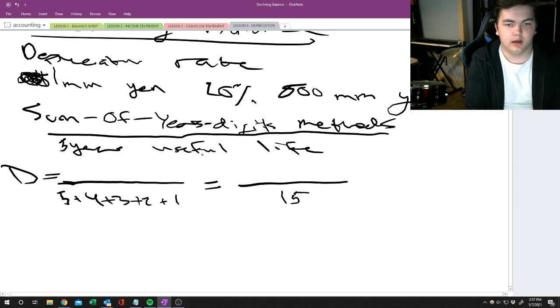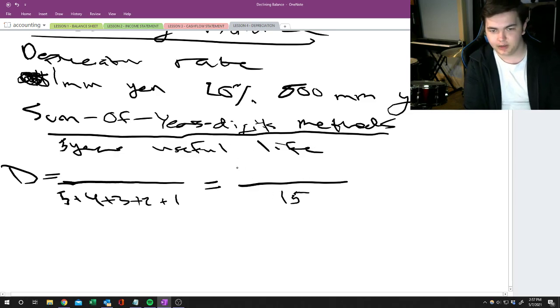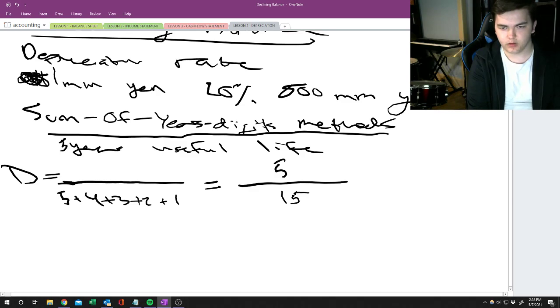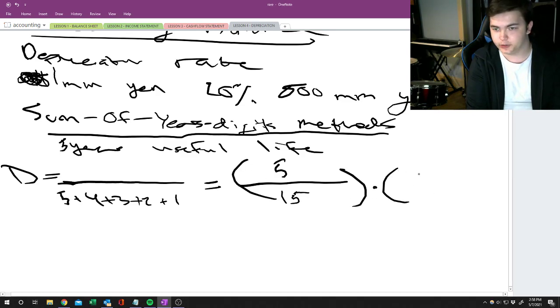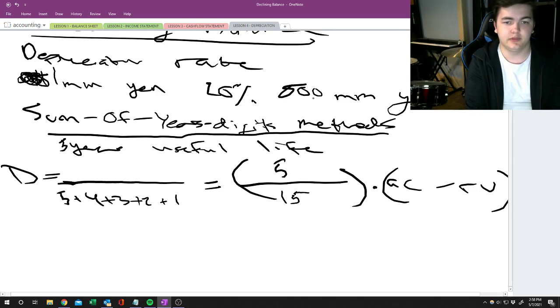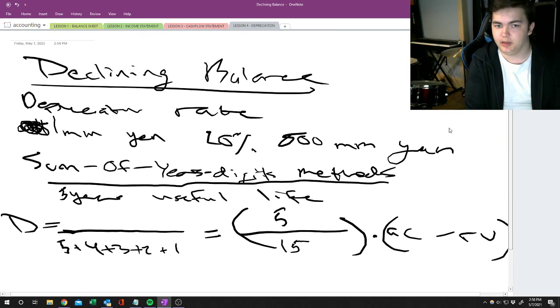Okay. So that would be the denominator, right? And then whatever period we're in, and we're trying to calculate the depreciation expense, it's however many years we have left. So if it's in the first year, we have 5 years left. So you take that fraction and you multiply it by, again, the depreciable cost. So that's acquisition cost minus residual value. And that's how you get the sum of the years digit method.